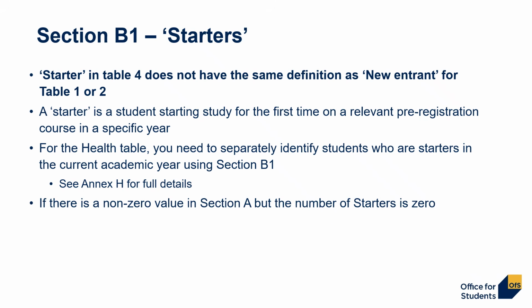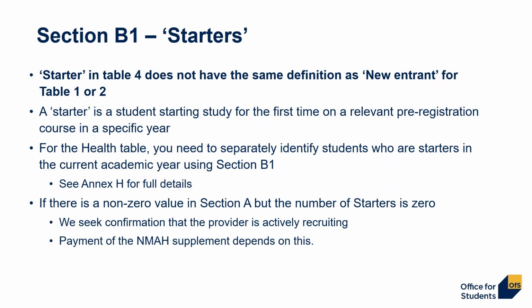The column alongside is used when there is a non-zero value in Section A, but the number of starters is 0. We touched on this in a previous slide. In these cases, we seek confirmation that the provider is actively recruiting because payment of the NMAH supplement depends on this. Please use the second column to indicate whether recruitment is taking place.